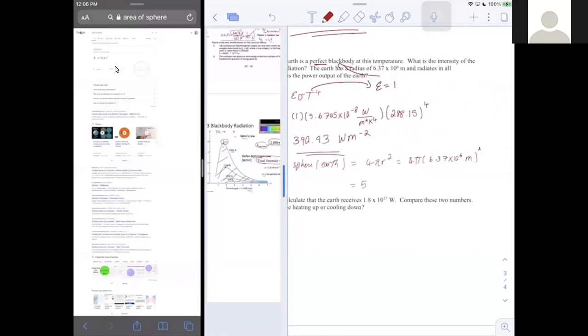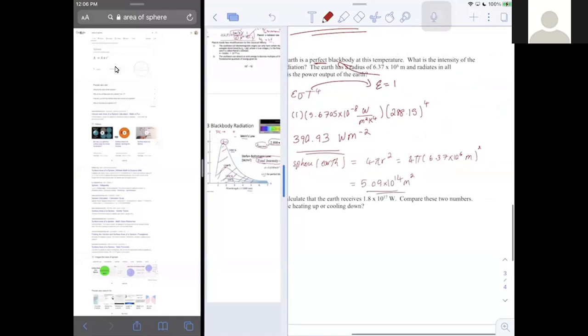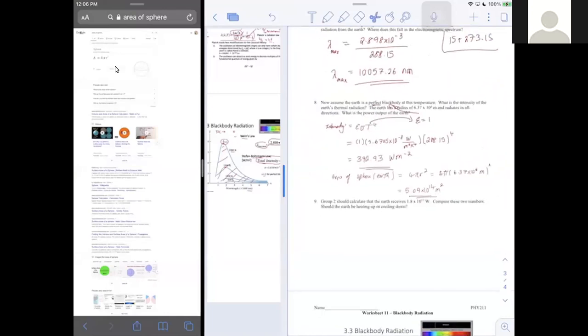Something in the area of 5.09 times 10 to the power of 14. Yep, that's what I got. Perfect. And then move this around a little bit. Yeah, I should have given you more room there. That's my bad.